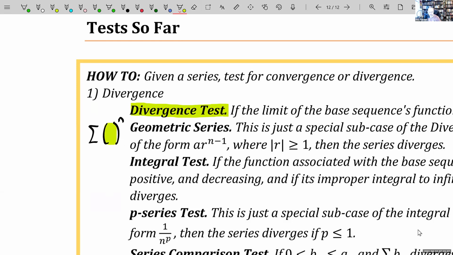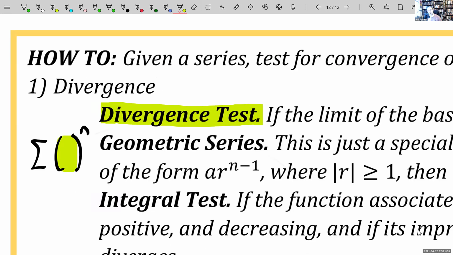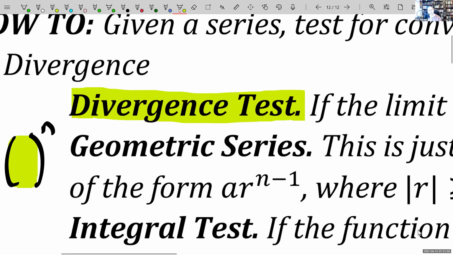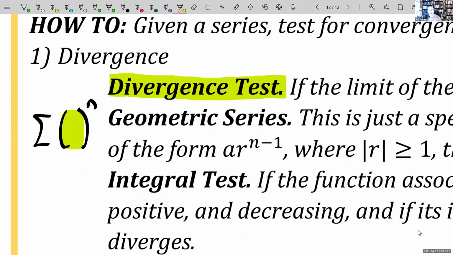So that's my second go-to. It's pretty obvious when you have a geometric series. That's why it's my second go-to as far as testing for convergence or divergence. When I write these out in the lecture notes, I don't put them in the order that I tackle my convergence or divergence tactics. It's just the way we learn them.